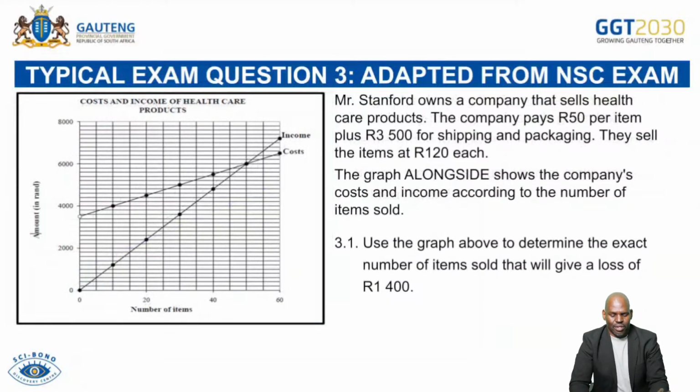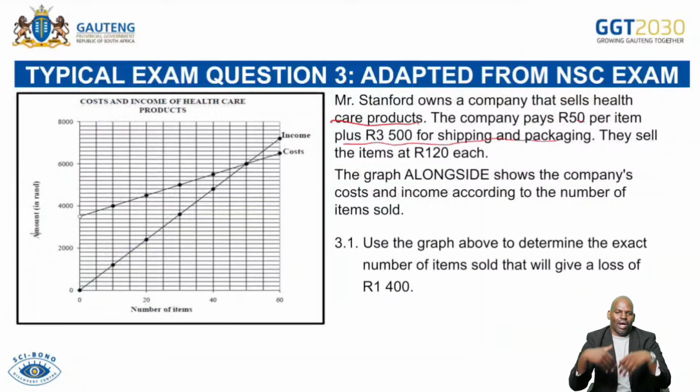Okay, then the next question is, Mr. Stanford owns a company that sells healthcare products. The company pays 50 Rand per item plus 3,000 Rand for shipping and packaging.